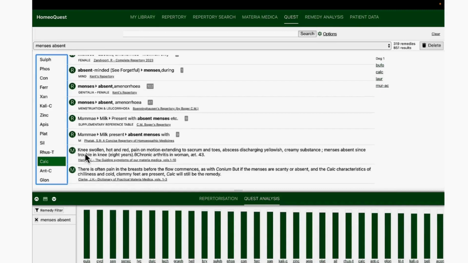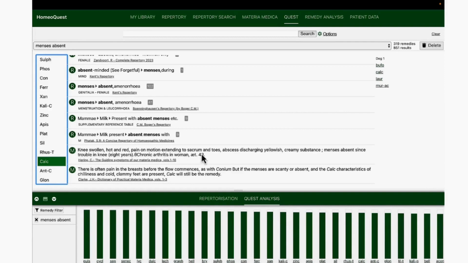So what we see is this is a woman, 43-year-old. So this is directly from the mouth of the provers and also the mouth of the clinical patients of these homeopaths. And then in this case, it's Hering. And there is a patient, 43 years old, knee swollen, pain on motion, abscess discharging yellow creamy substance, mens is absent since trouble in the knee 8 years, and chronic arthritis in this woman.